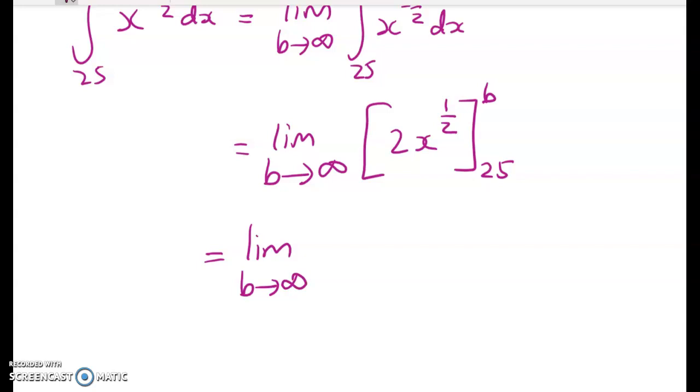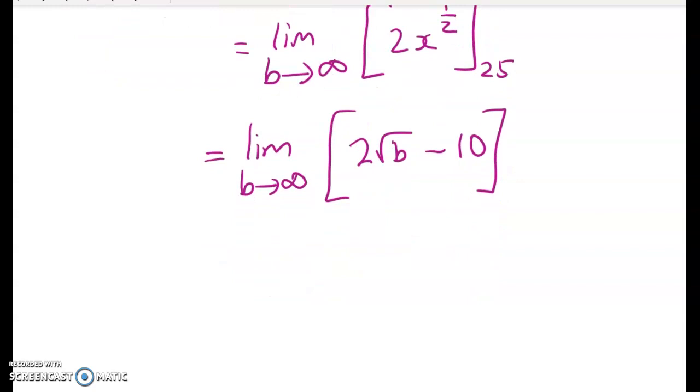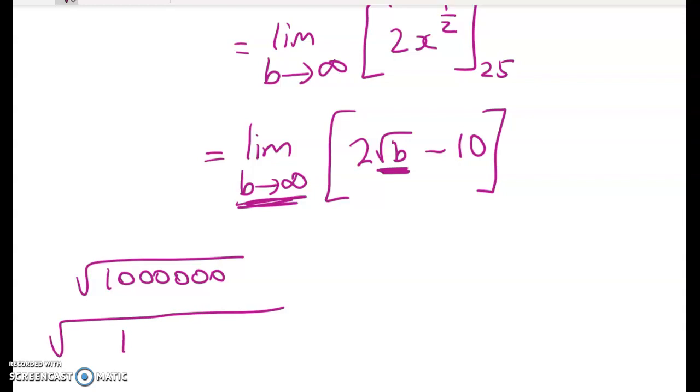Right, so as b gets very, very big, what's going to happen? Well, here we've got 2 root b minus 2 root 25, so minus 10. But this time it doesn't work out as nicely, right? Because as b gets bigger and bigger, the square root of b also gets bigger and bigger, and that also goes to infinity. Okay, so if you think about taking the square root of 1 million, what will you get? 1,000, right? If you think about taking the square root of 10 to the power of 24, you're going to get 10 to the power of 12, right? That is not stopping. The limit here is still going to be infinity, right?